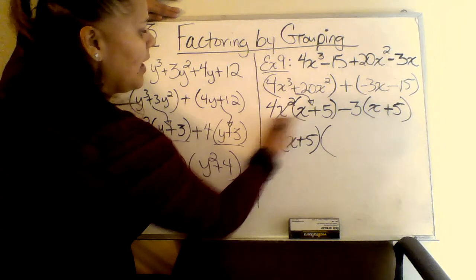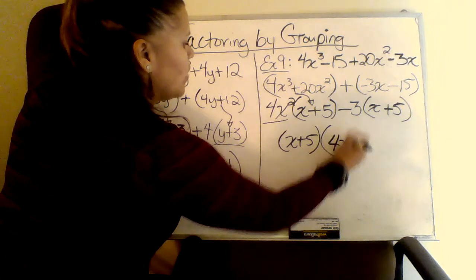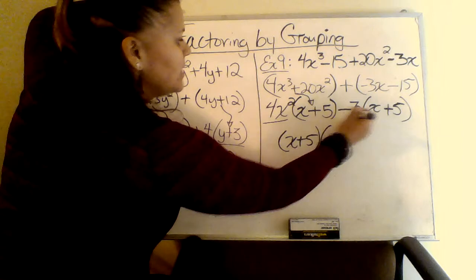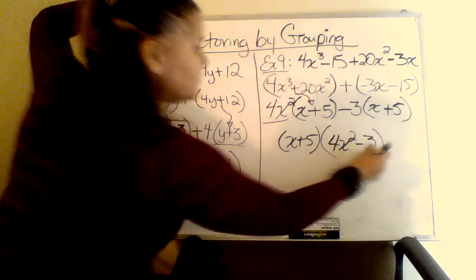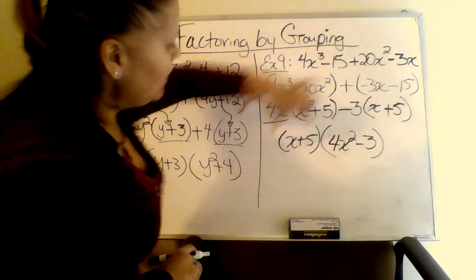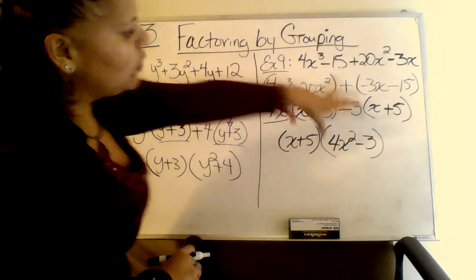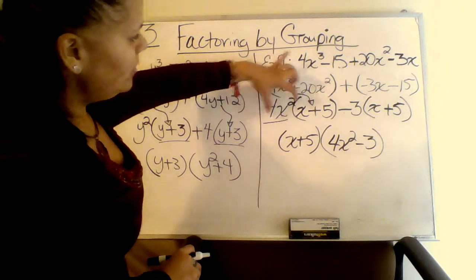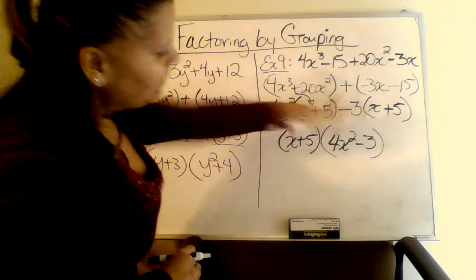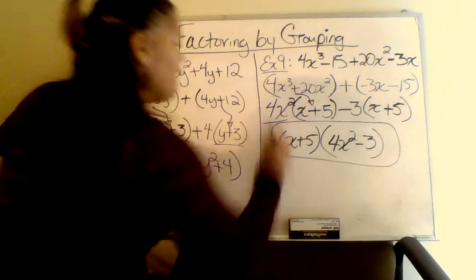Now your leftovers go in here. So I have 4x squared minus 3. So first write down what they have in common. And then the leftovers go in the second one. 4x squared minus 3 with the sign. And we just factor by grouping.